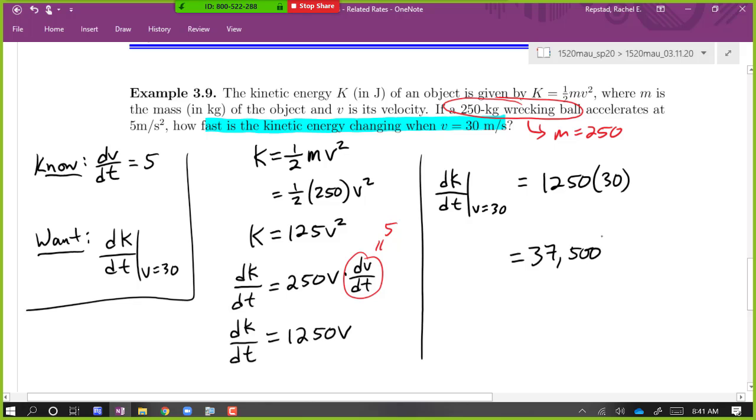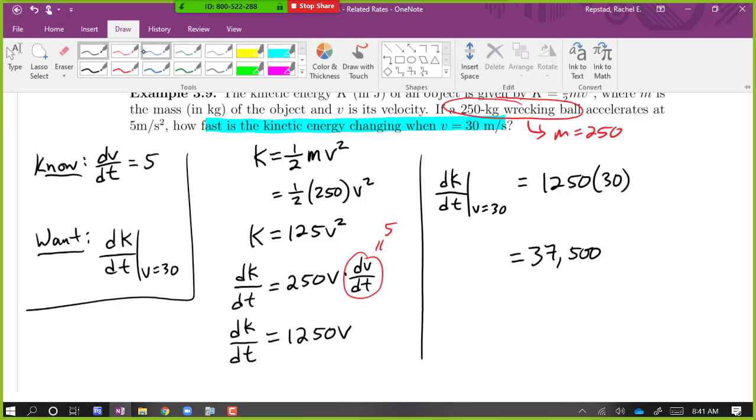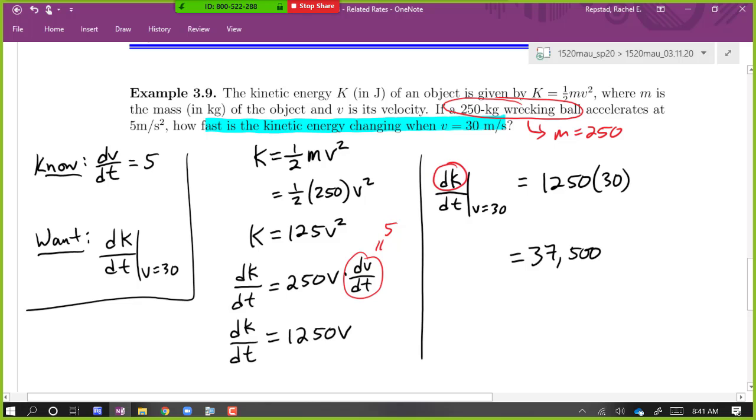And the only question that remains is what units should we have on this value? We want to scan the problem, keep in mind that it's dk dt, so let's use that form to help guide us figure out what our units should be. Joules per second? Joules per second. Yeah, kinetic energy is measured in joules, and our time is measured in seconds here.